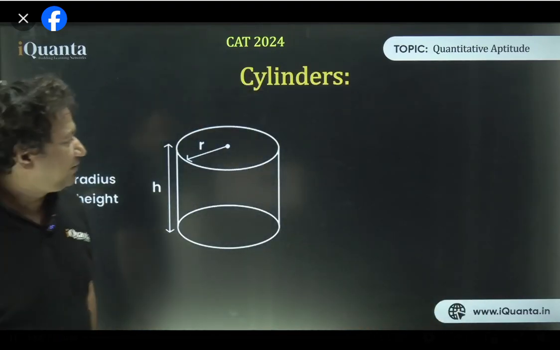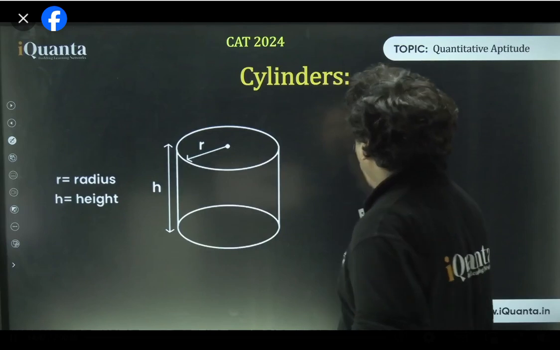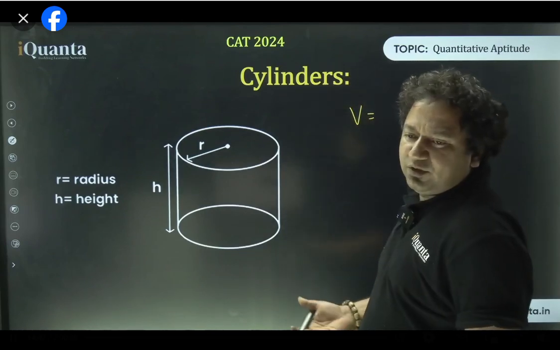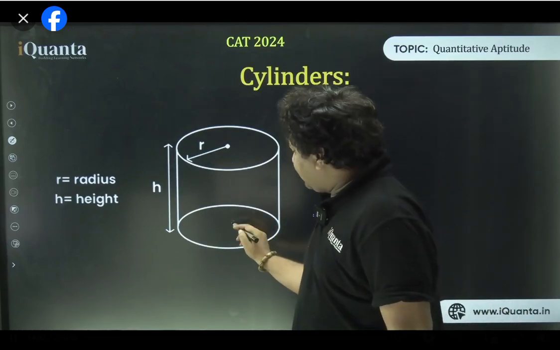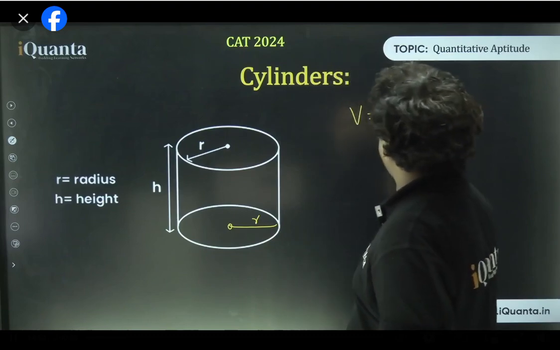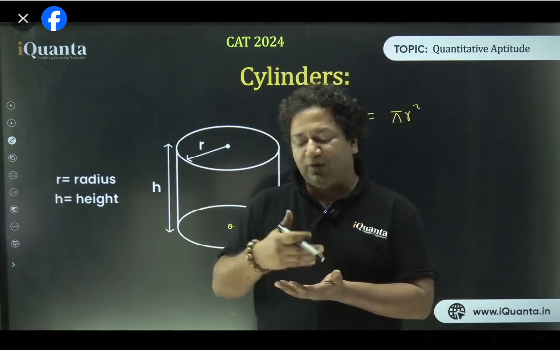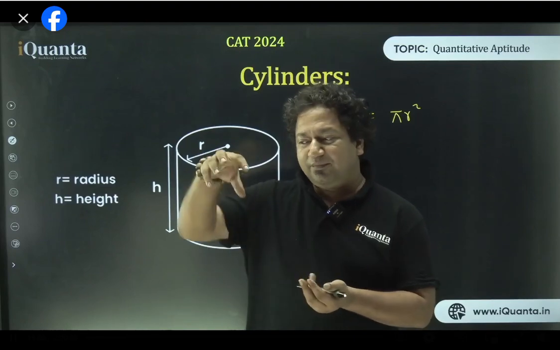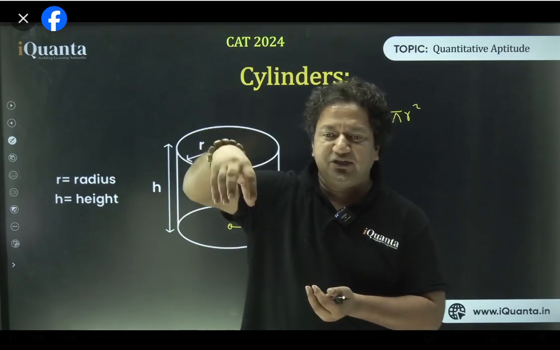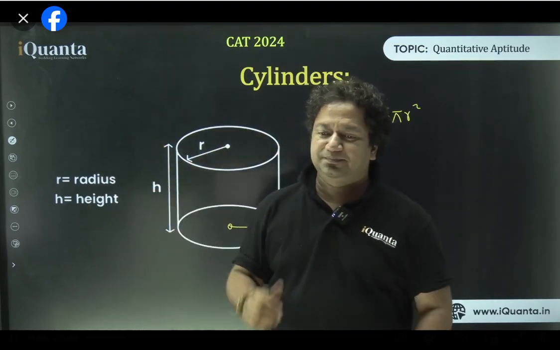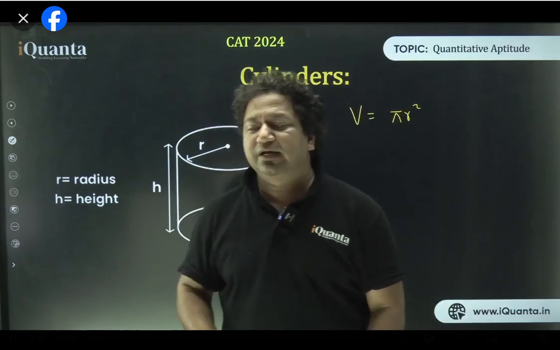If I want to calculate, I'll calculate surface area afterwards. Let me calculate the volume first of all. So volume is whatever is inside and outside both. The area of a circle is what we know is pi r square, right? Pi r square is counting all the points which are inside the circle. And if I move it like this to a height of h, how many pi r squares will be there?